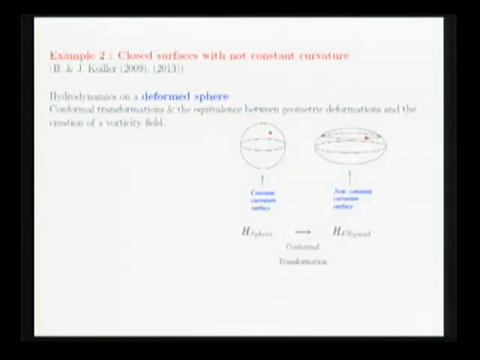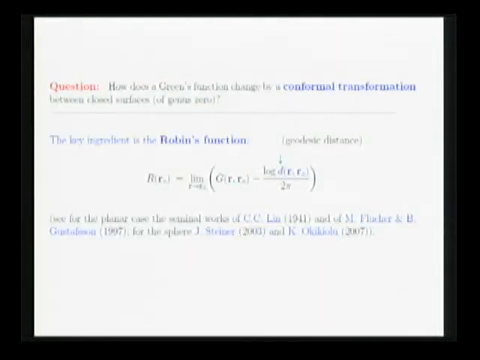Now, as I say, what happens if we pick up our very nice constant curvature surface and we deform it? And we deform it conformally. And so we see, as I say, that our vortex starts moving. And what is entering is the Robin function. What is the Robin function? It's just the regular part of the Green function when you take away the logarithmic singularity at a point.